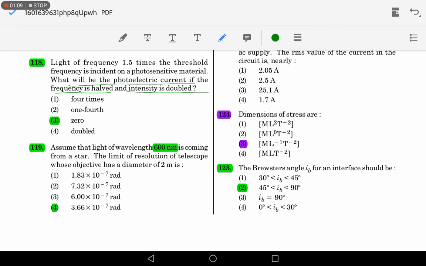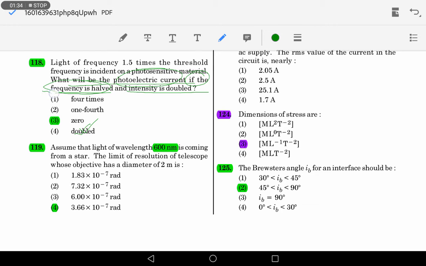We know that photoelectric current is directly proportional to intensity. If the condition frequency is halved is not given, you can directly go to the statement doubled, because photoelectric current is directly proportional to intensity and the frequency is greater than threshold frequency.